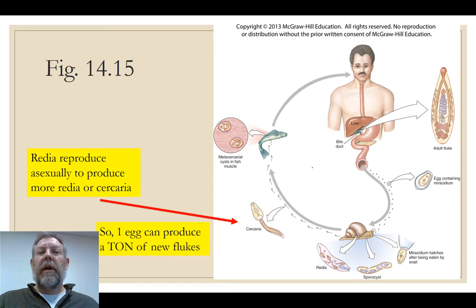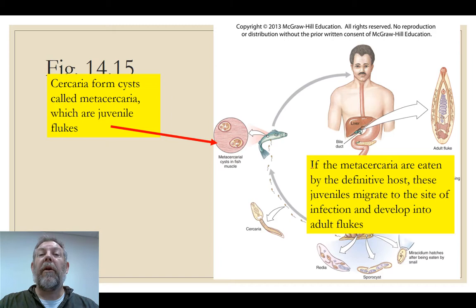Now, the cercaria, like I said, when they get into a fish, they're called metacercaria, and these are often visible when you're dissecting fish. When we dissect fish later, we're going to look for some of these things. Those are juvenile flukes. And so then if those flukes get eaten by the definitive host, then they can migrate to the site of infection. They can metamorphose into adults. You have sexual reproduction, produce eggs, the eggs are shed, and you complete the cycle.